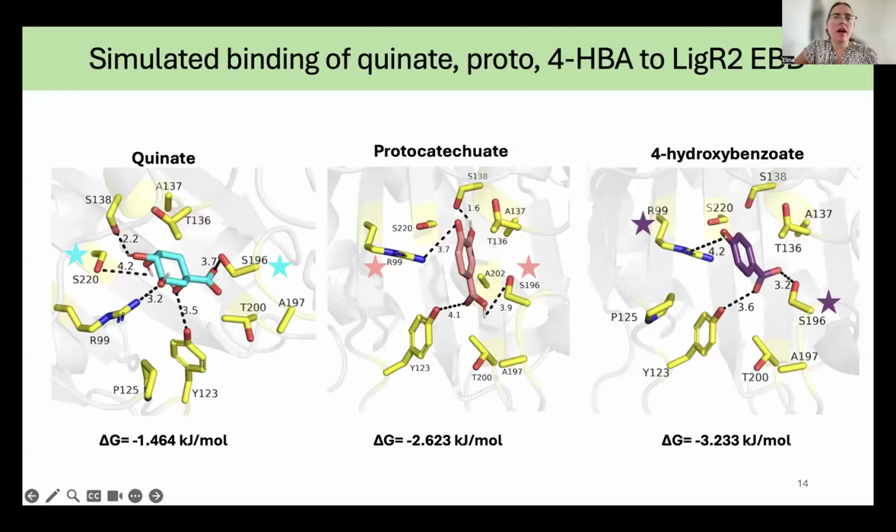Since we do not have the crystal structure of LIGAR2, we did some simulated binding of these ligands in the binding site using AutoDock analysis. This predicts an affinity value for the favorability of the binding. Among these three compounds, we see that the residues arginine 99 as well as serine 196 are common throughout each of these ligands.